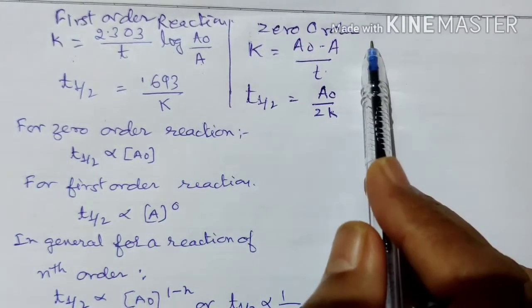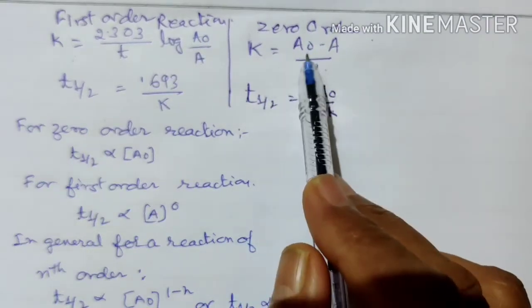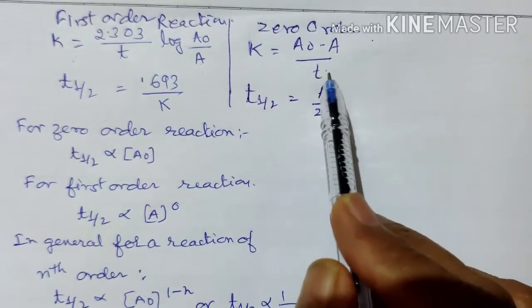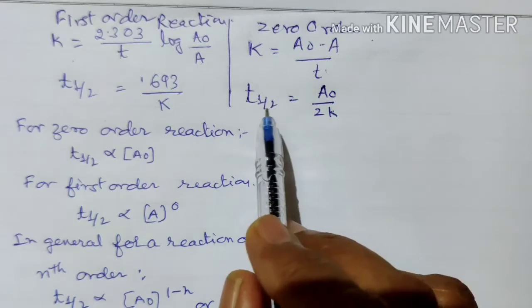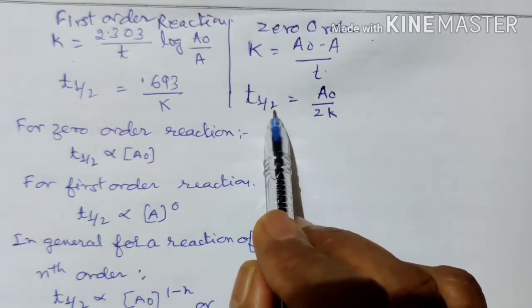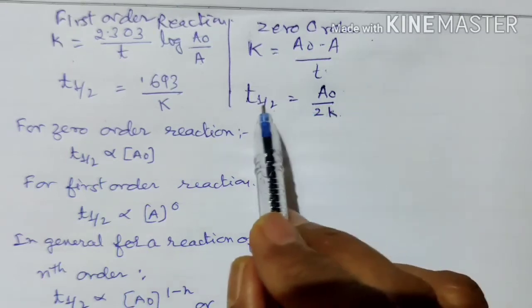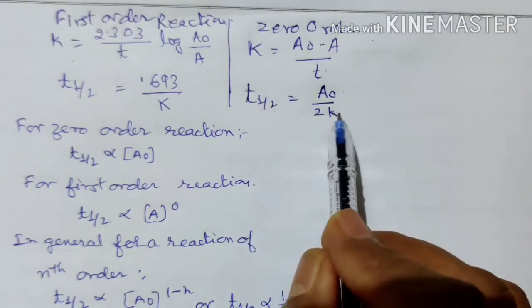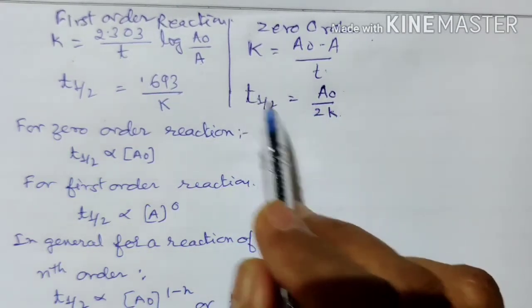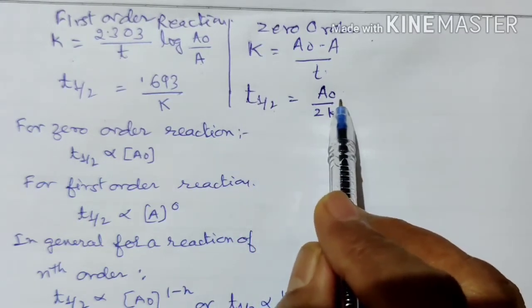Now for the zero order reaction, k is equal to a0 minus a upon t. And then the t half for the zero order reaction is a0 upon 2k. Then you also noted down that t half, when k is constant, is directly proportional to a0.